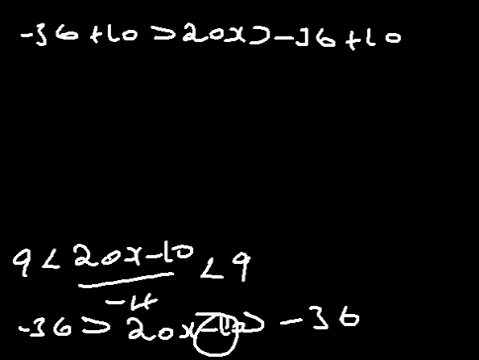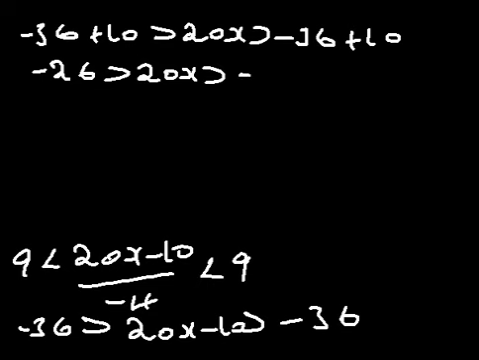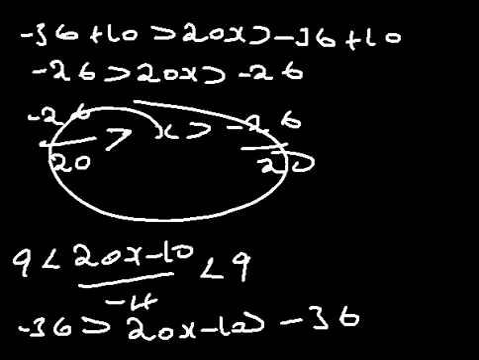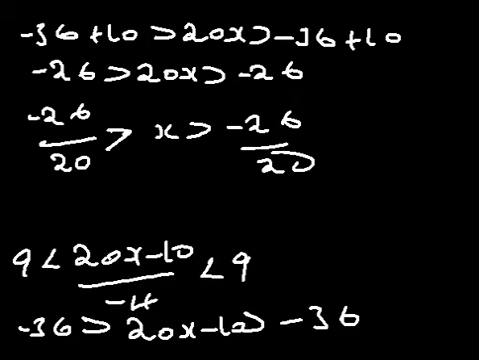We have to transfer this negative 10 to both sides. So that would be given as negative 26 greater than 20x greater than negative 26 as well. So dividing both sides by 20, we'll have negative 26 over 20 greater than x greater than negative 26 over 20. And of which this is the solution. So take note of that.